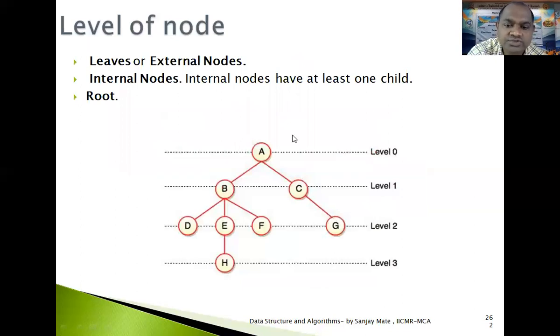Level of the nodes: here we can see the levels. This is level 0, this is level 1, this is level 2, and this is level 3. The internal nodes have at least one child. So B is an internal node, C is an internal node. G is not an internal node because it's a leaf. E is an internal node. A is the root.